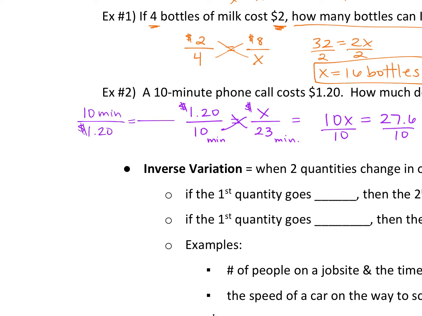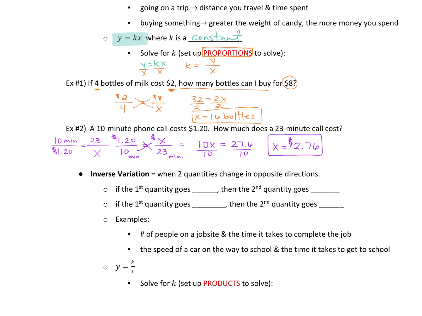It has to be money across from money, and it has to be minutes across from minutes. Does that make sense? So you have to match up the corresponding parts. Okay, so that's direct variation. With direct variation, you set up, what's that P word? Proportions, right? Direct variation, set up proportions.